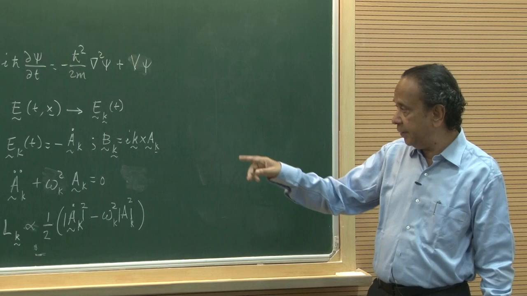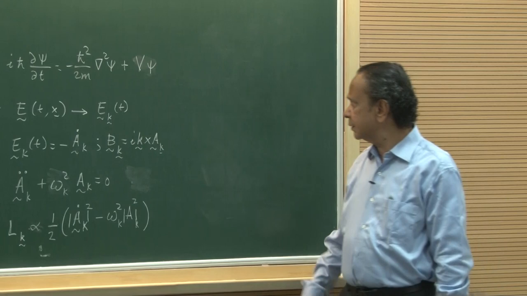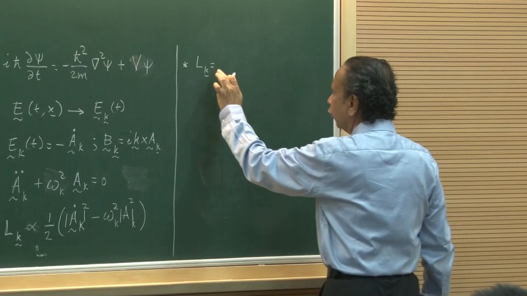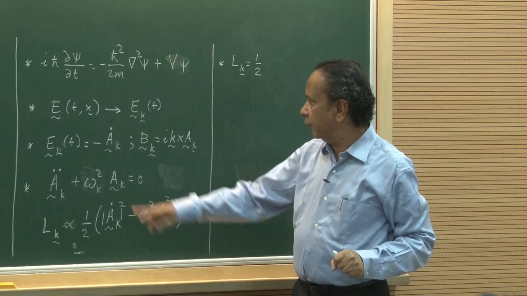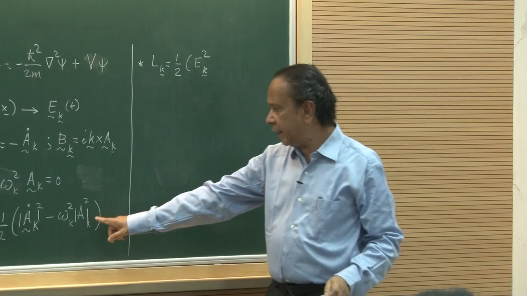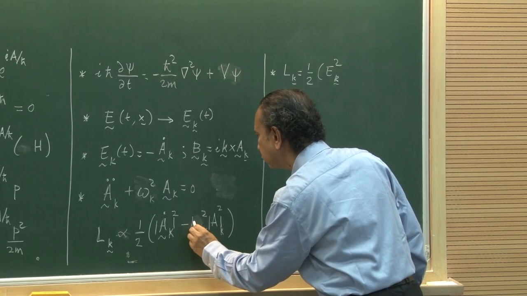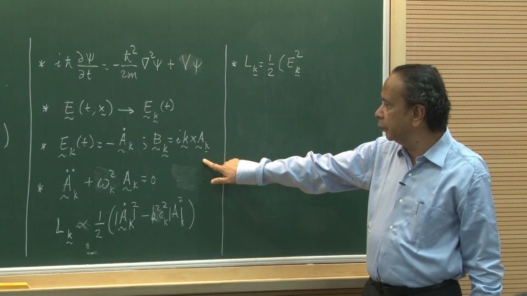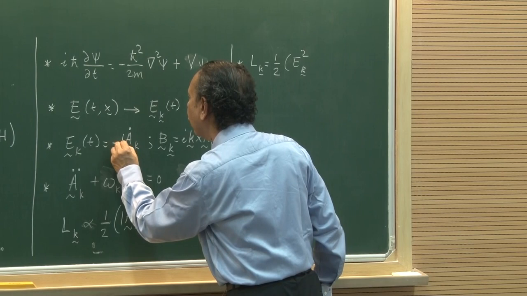The action will be an integral over this, integral over time of this quantity. But what is this? Oh, this is a simple form. If you take that L_k, again ignoring the proportionality signs, it is half A_k dot squared. What is A_k dot squared? That is just E_k squared. So, that is E_k squared. Then minus omega squared A_k squared. Omega squared was k squared c squared. Okay. Now, if you take this and if you compute what is going to, okay, there is a c factor which is missing here. I'm sorry. This should be 1 by c A dot. So, this is E_k squared times c squared.